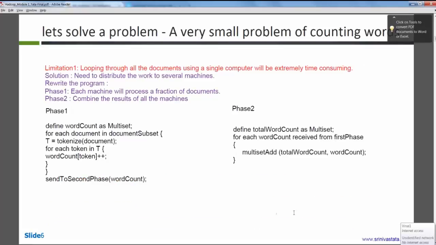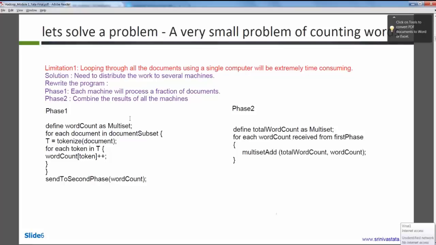The solution needs to distribute the work to several machines. Yes, the same solution, so we are on the same page. Now we need to rewrite the program. Why do we need to rewrite the program? The first 10 documents you have given to one computer. In the first 10 documents, the word "do" appeared 10 times. In the second 10 documents, the word "do" appeared 2 times. Are you understanding? In the third 10 documents, the word "do" appeared only one time.